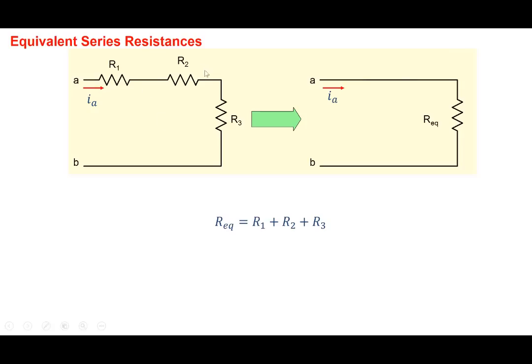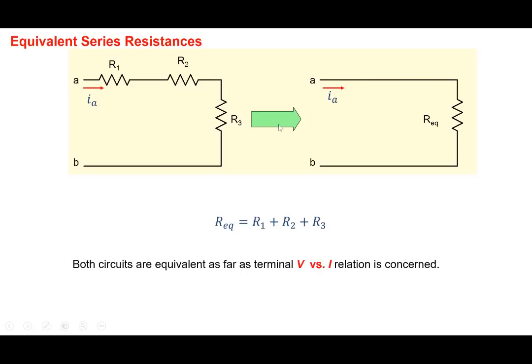If we have 3 resistors in series here, R1, R2, R3, we know that between these 2 terminals, A and B, we could replace these 3 resistors by a single resistor, which is R1 plus R2 plus R3, one equivalent resistance. Well, how did we obtain this?